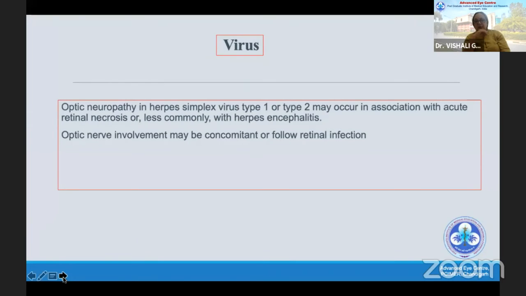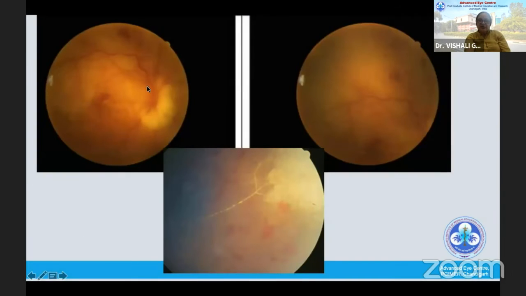Viruses are another very important cause. Optic neuropathy in herpes virus, both type 1 and type 2, may occur in association with retinal necrosis and very rarely with herpes encephalitis. So, optic nerve involvement may be either concomitant or actually follow the retinal infection. Now, this is the kind of infective viral picture which is seen in herpes. This is the patient, and if you look in the periphery, you will find these lesions in the periphery, which are necrotic retinitis.